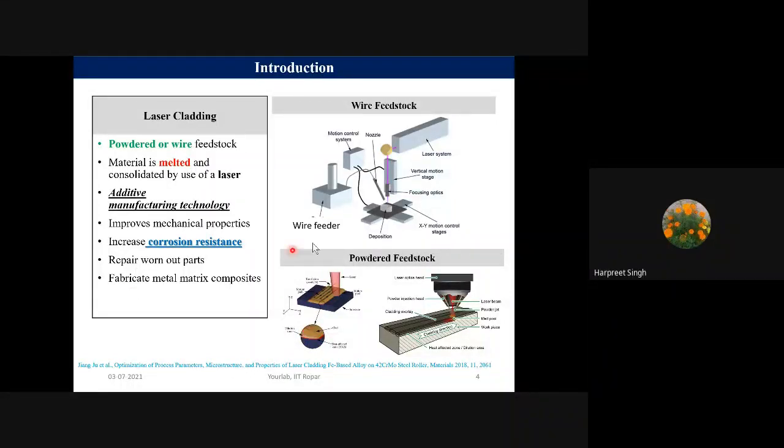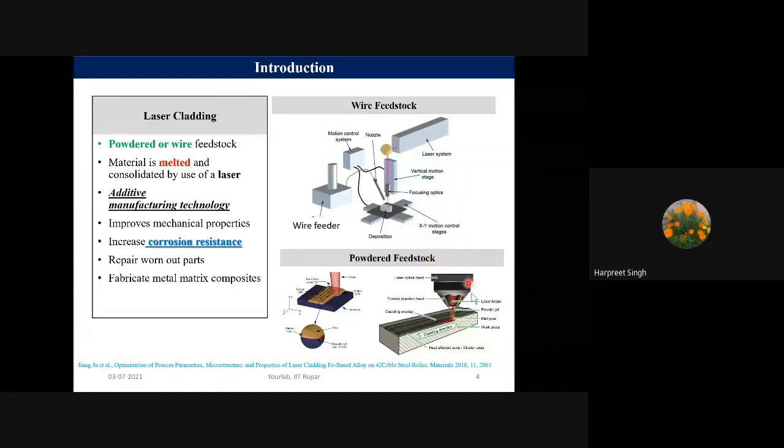Now, there are two ways. It's just a very introductory slide here: we have wire feedstock systems, and we have powder feedstock systems. So we have this laser, and we have this wire. The wire is fed here and continuously melted, and you are making the deposition happen here. And of course, you have XYZ manipulations and things like that.